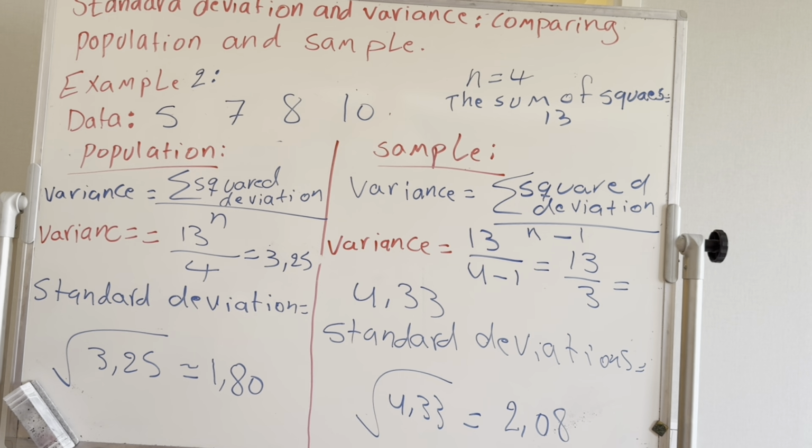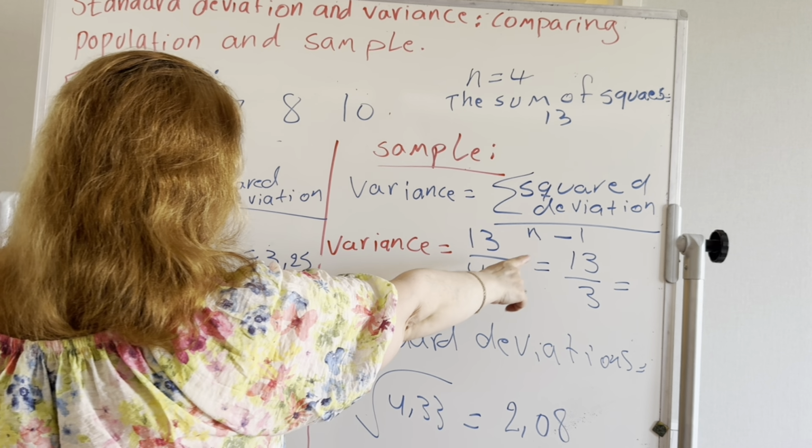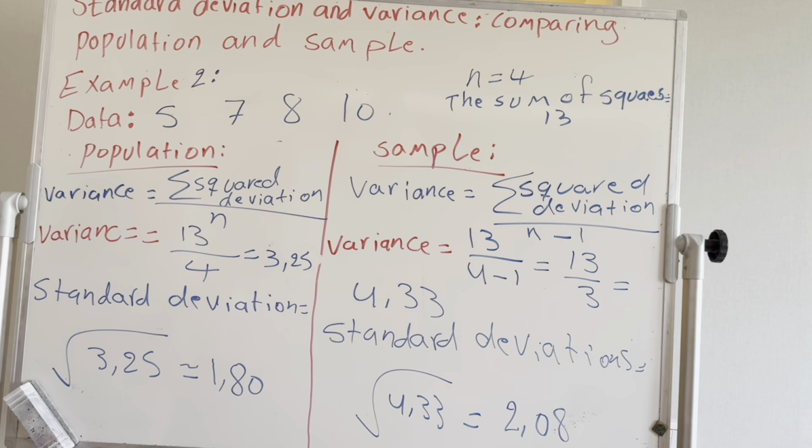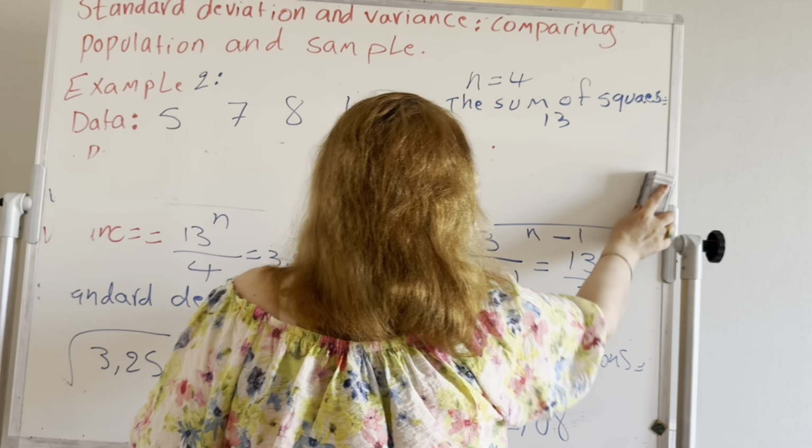The last example, the third example, we see the difference between the two. When it's the whole population, we divide by n. When we take a sample, we divide by n minus 1.